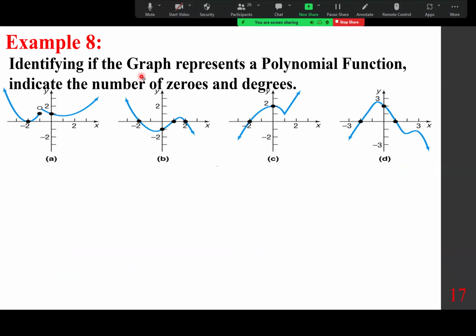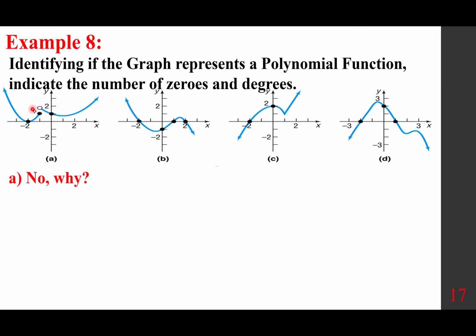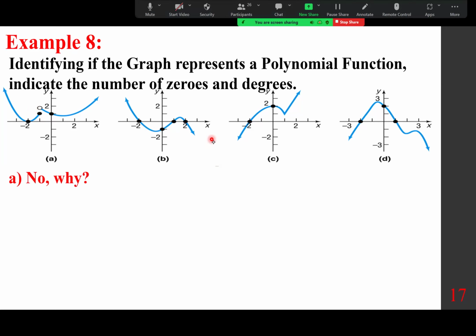Identifying if the graph represents a polynomial function. Indicate the number of zeros and degrees. Clearly, part A is not. Why is that? Take a look. You see a jump, you see discontinuity, therefore it can't be. So it's discontinuous. This one is a nice and smooth curve. Yes, the graph is smooth and continuous.